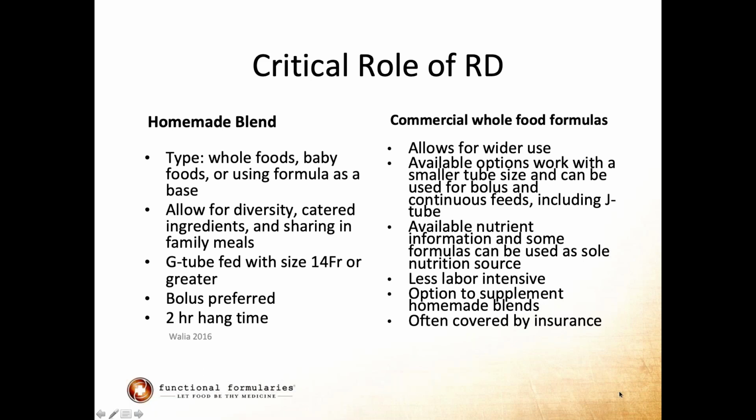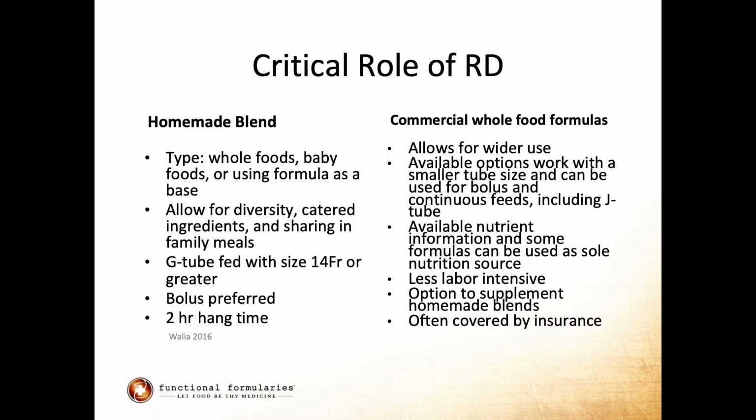So homemade blends versus commercially prepared blenderized formulas. In doing a homemade blend, we're going to recommend them doing their own blended foods from scratch, using baby foods or purees as a base, using commercial formula as an addition to whole foods. Also, homemade blends historically in the literature have been cited to be used with G-tube fed patients with a 14 French or greater feeding tube size. The hang time when doing a homemade blend is often reduced, and bolus has been cited as the preferred method for administration.